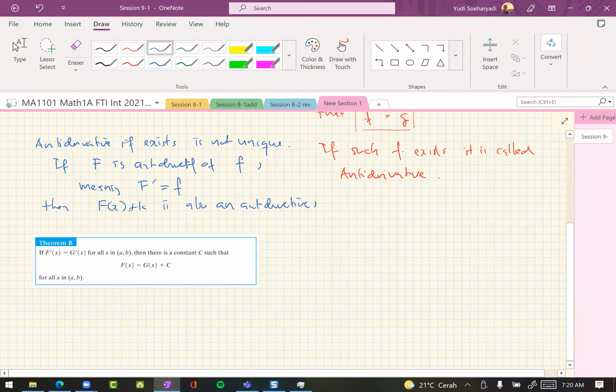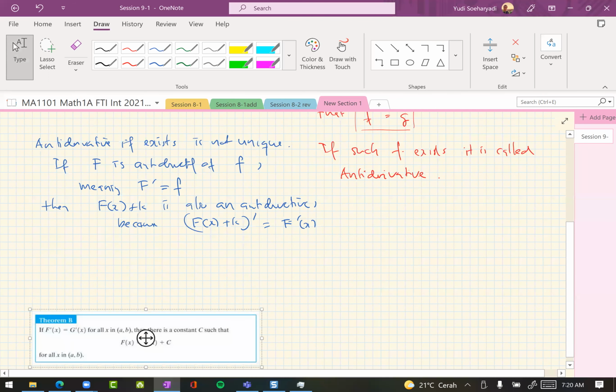Okay, because if you take the derivative of this, this gives you f prime, and this is a constant. So you take the derivative, that's 0. Okay, here's the derivative. So for k any constant.